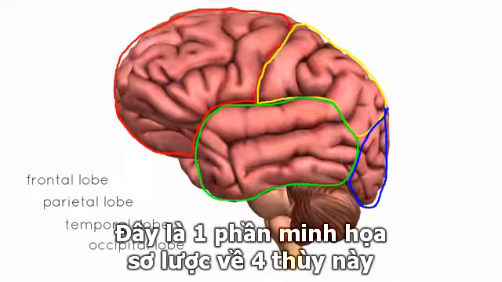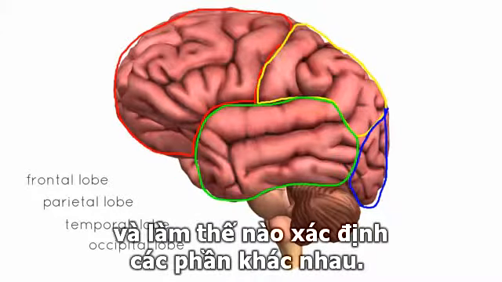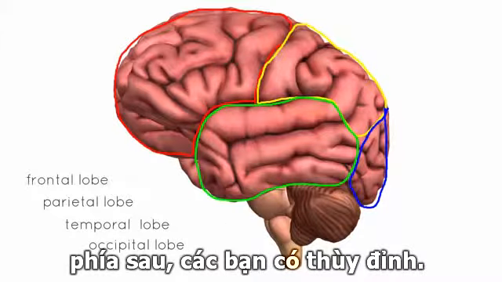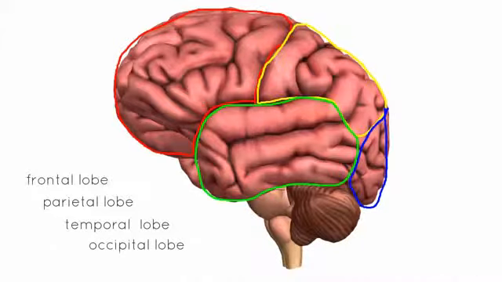This is quite a rough illustration of the four lobes, but I wanted to show you how the central sulcus and the lateral sulcus are important in defining these different areas. Anterior to the central sulcus you've got the frontal lobe, posterior to it you've got the parietal lobe, and then you've got the lateral sulcus, and inferior to the lateral sulcus you've got the temporal lobe.